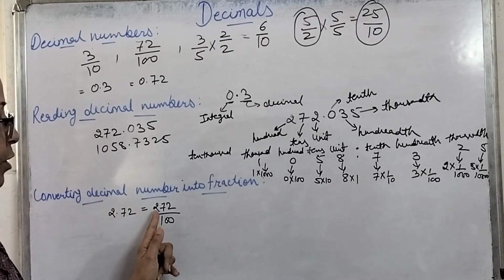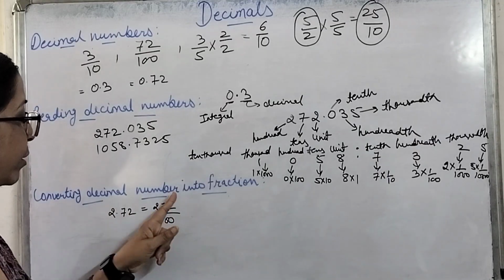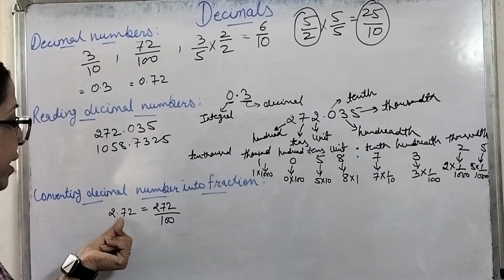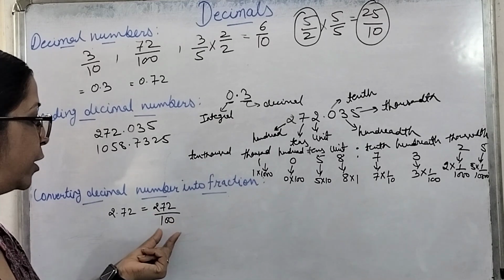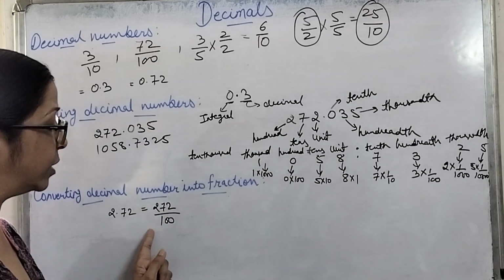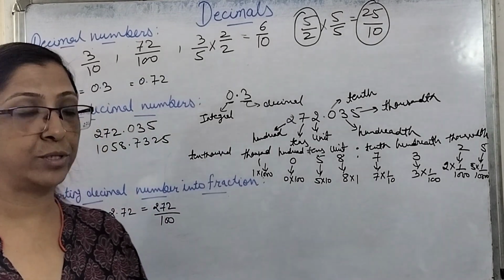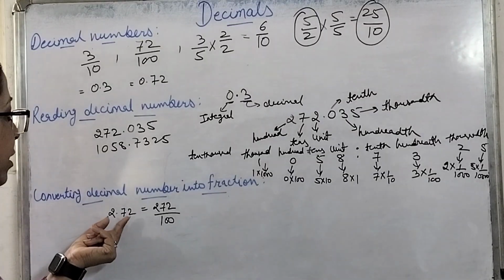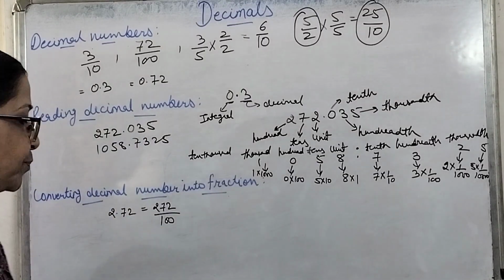So the numerator will become 272 because we have removed the decimal, and because after the decimal there were 2 digits, in the denominator we have taken 1. After 1 we have taken 2 zeros. So this is how we can convert a decimal number into a fraction.